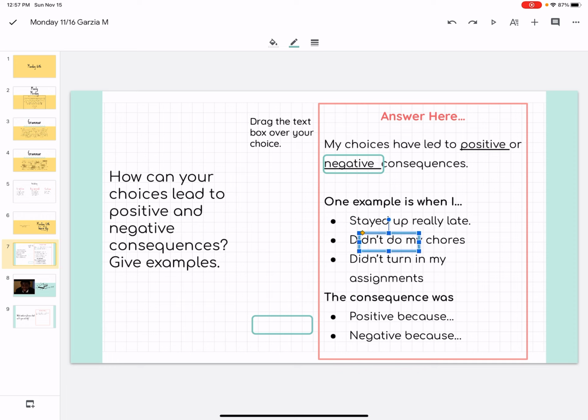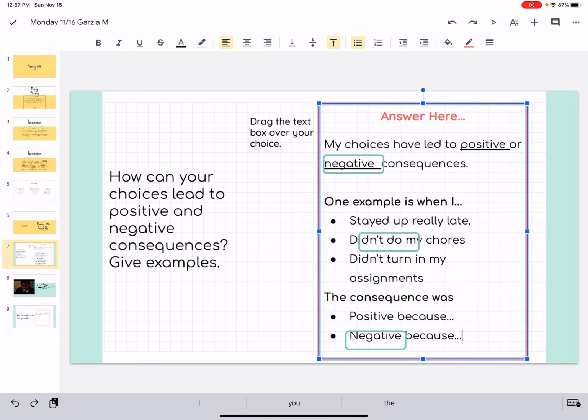The consequence was, and you're going to pick, was the consequence positive or negative? The consequence was negative because, and then this is where you type, because my house ended up being a huge mess. Okay? So, that is your first activity.